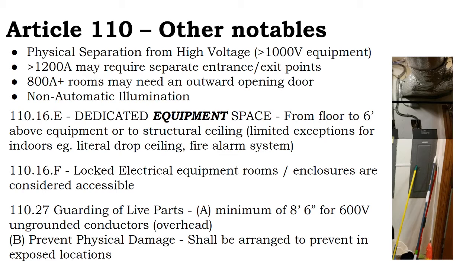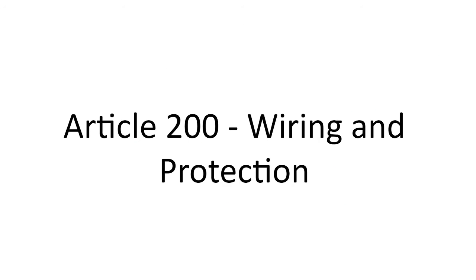Let's see. So we've talked about dedicated spacing. Locked equipment is considered accessible. When you get into higher voltages, higher amperages, heavier power systems, the protection requirements get even more robust. So in high amperage rooms, you've got to have a door that opens outward. Kind of weird stuff like that.